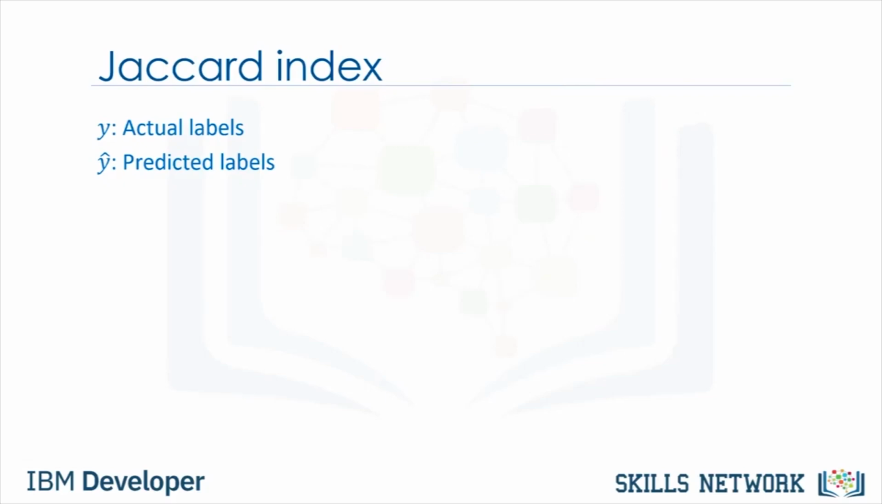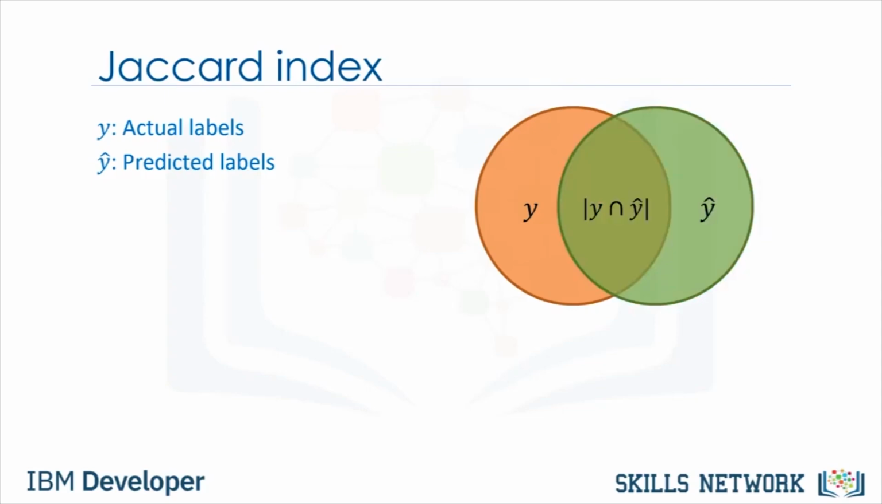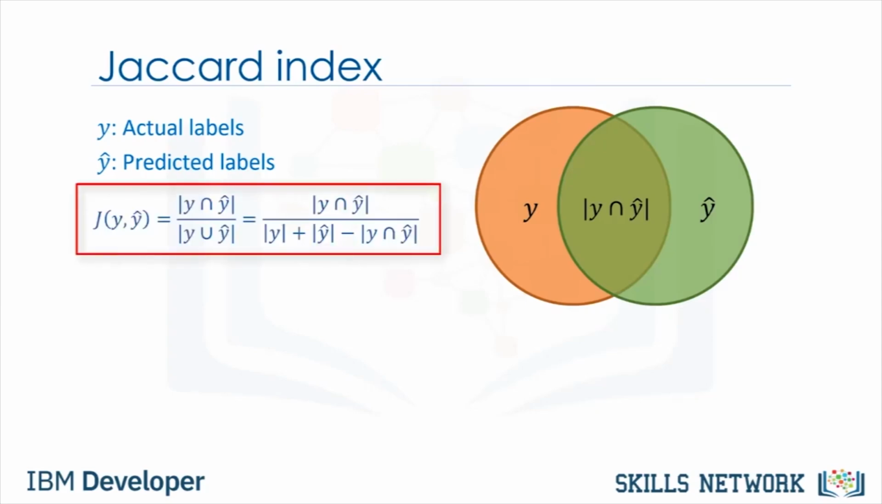Let's first look at one of the simplest accuracy measurements, the Jaccard Index, also known as the Jaccard Similarity Coefficient. Let's say Y shows the true labels of the churn dataset, and Y hat shows the predicted values by our classifier. Then we can define Jaccard as the size of the intersection divided by the size of the union of 2 label sets.